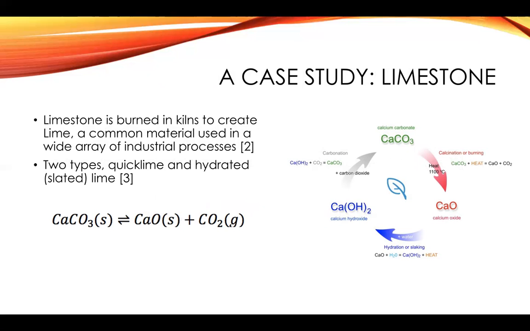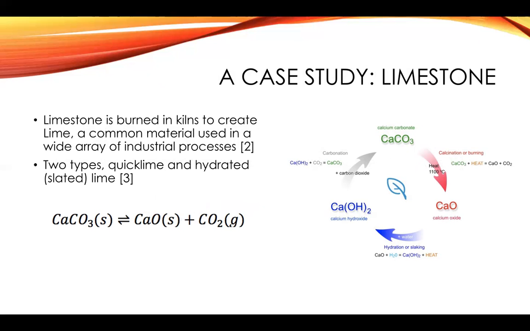An application of this concept and method can be seen in many industrial processes. For example, a good case study is the production of lime from limestone. Lime is a widely used material in industrial processes, especially in iron and steel production, paper production, and water treatment. It is made from limestone, which is a naturally found material made from calcium carbonate, or CaCO3.